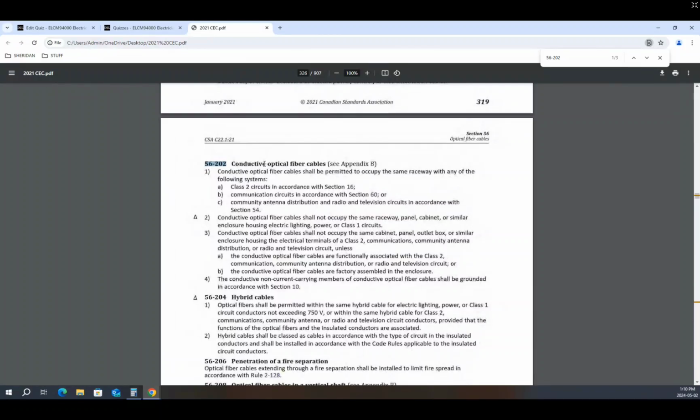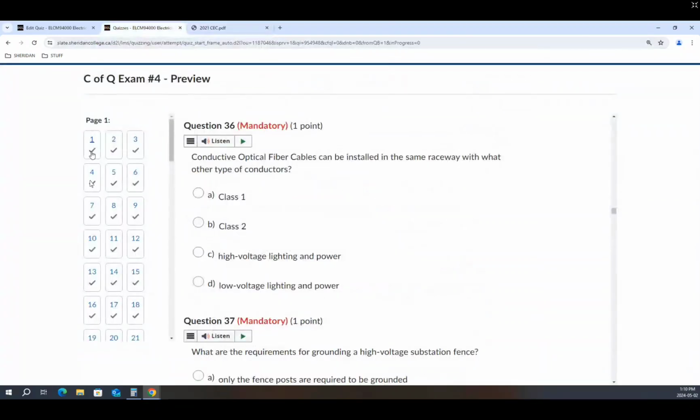Conductive optical fiber cables shall be permitted to occupy the same raceway with any of the following systems: Class 2 circuits, communication circuits, and community antenna distribution. So we can't take Class 1. We could take Class 2. High voltage, no. Low voltage, no. So it's got to be Class 2.